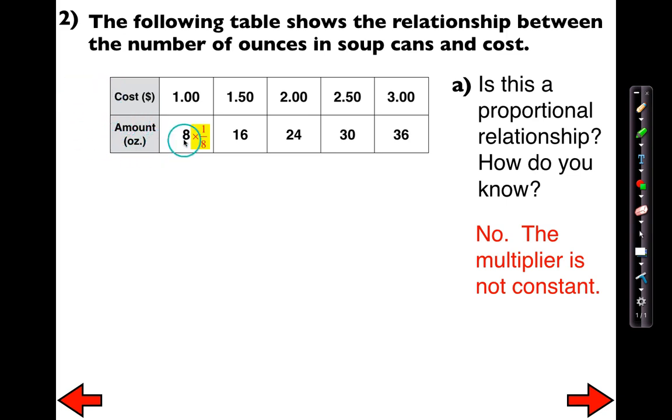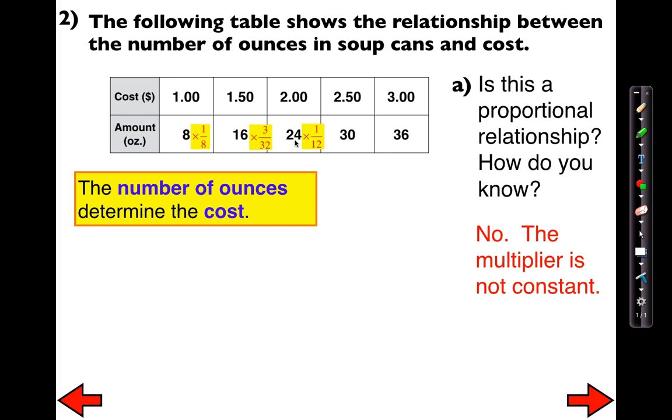So we actually are trying to figure out how does 8 become $1? Well, 8 would have to be multiplied by 1/8 to get that. And 16 would be multiplied by 3 over 32. So already these multipliers are not the same. Okay, if you wanted to check to be 100% sure, you would see all of these actually have different multipliers.